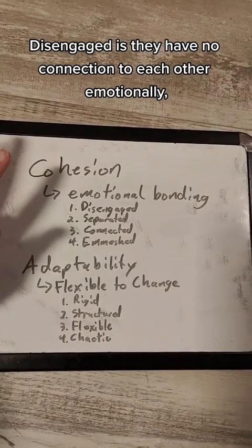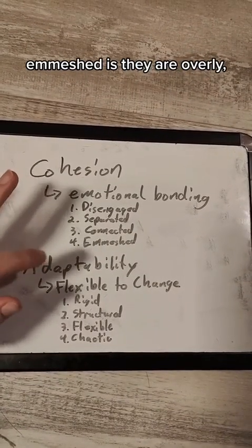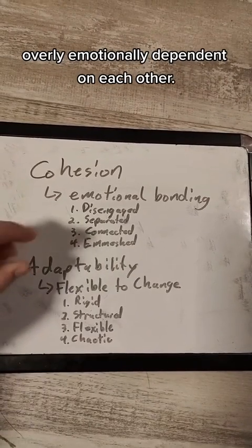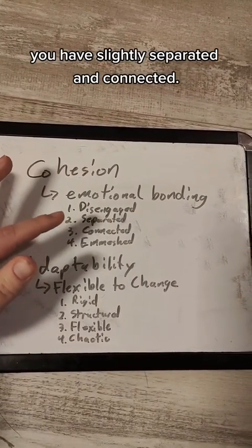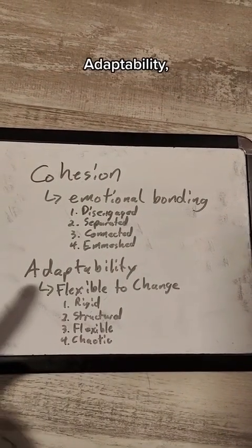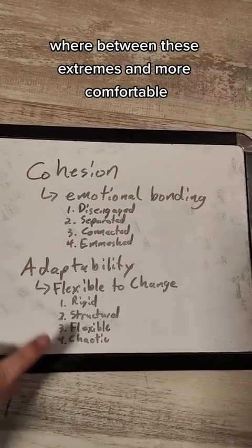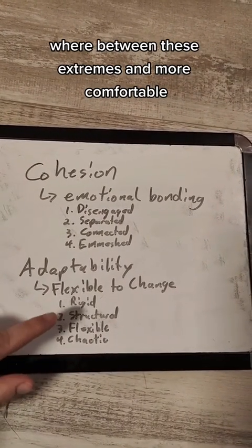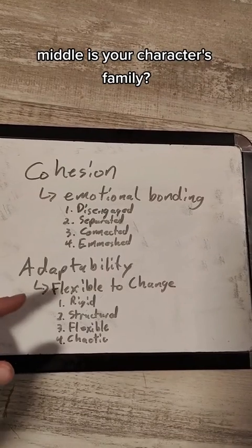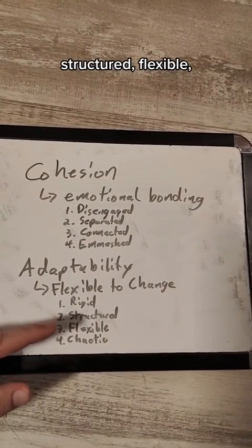Disengaged is they have no connection to each other emotionally. Enmeshed is they are overly emotionally dependent on each other. And then in the middle, you have slightly separated and connected. Adaptability, very similar. Where between these extremes and more comfortable middle is your character's family, between rigid, structured, flexible, and totally chaotic.